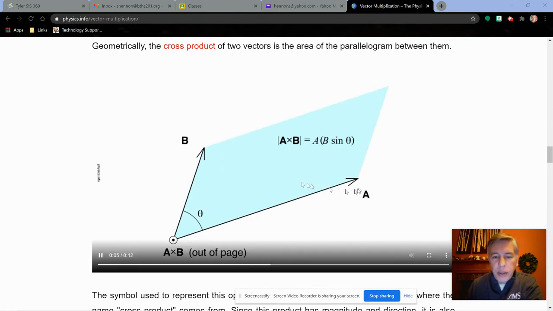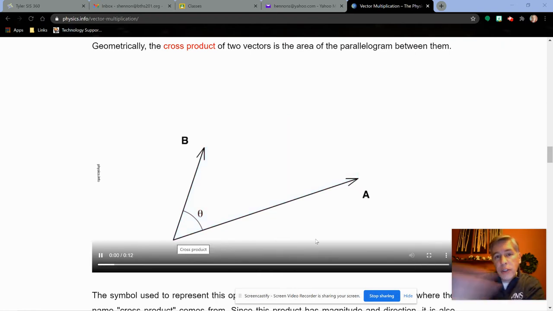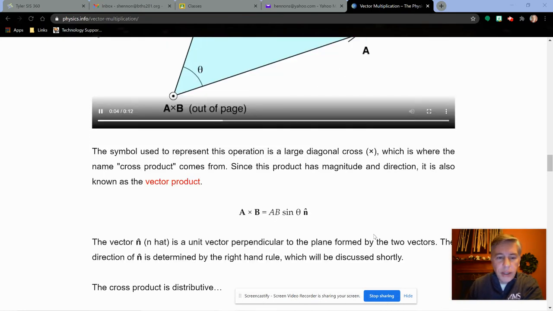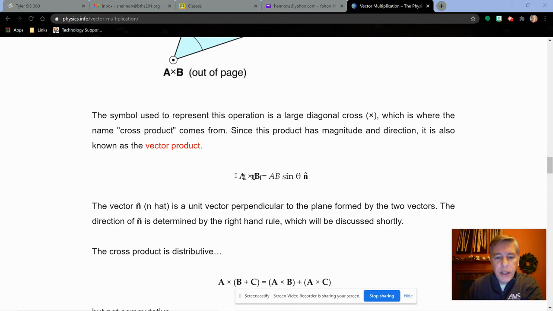So you end up with A cross B, and you end up with the area of this little parallelogram, and it has a direction. So down here in this corner, you're going to actually see there's a direction to that. So A cross B is going to be out of the page, and B cross A is going to be into the page. So it's always perpendicular to the plane of the parallelogram you actually create. So that's what this is kind of dealing with. This is how we draw it.